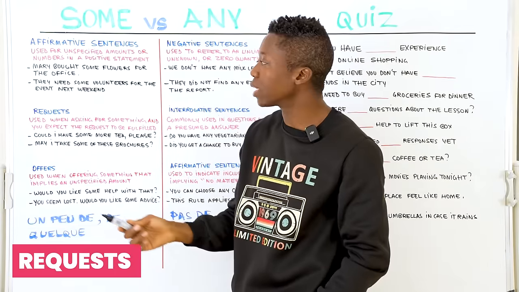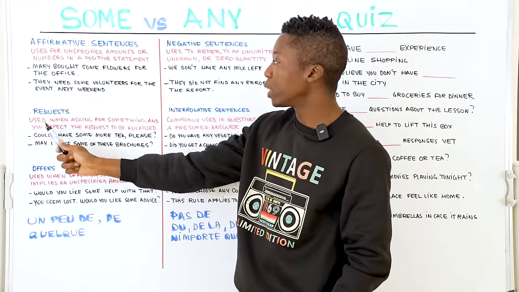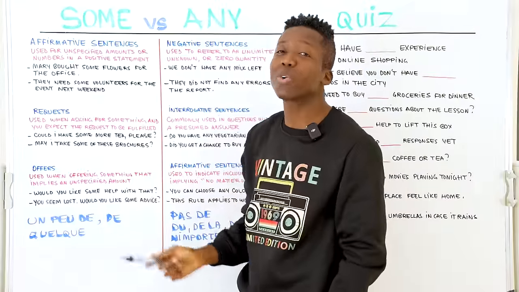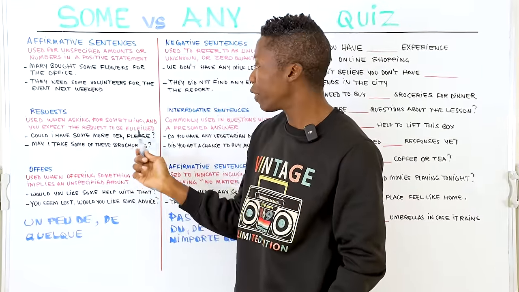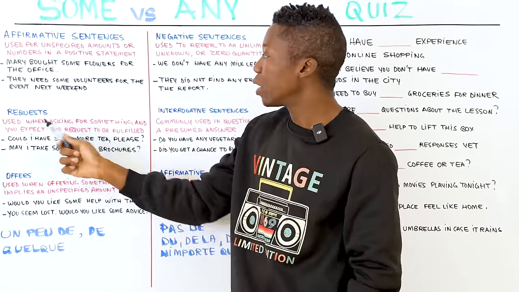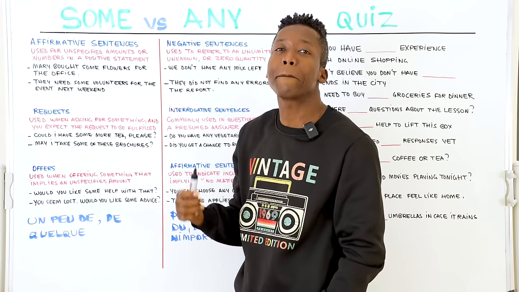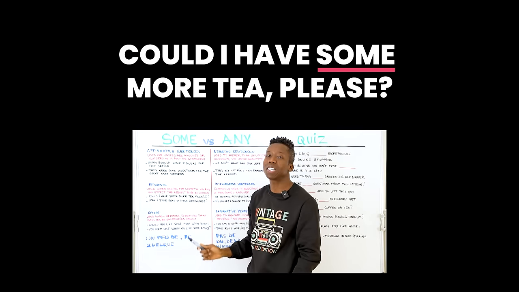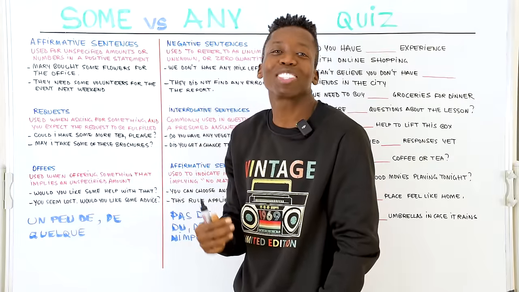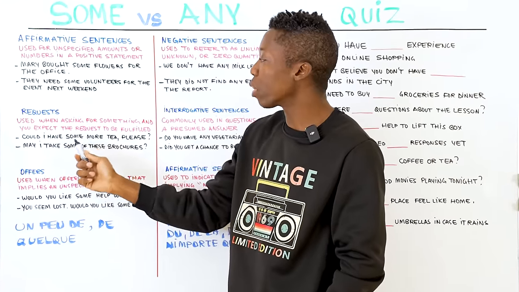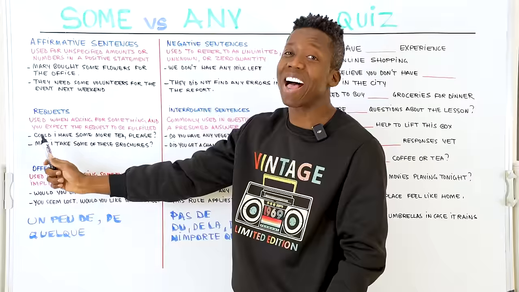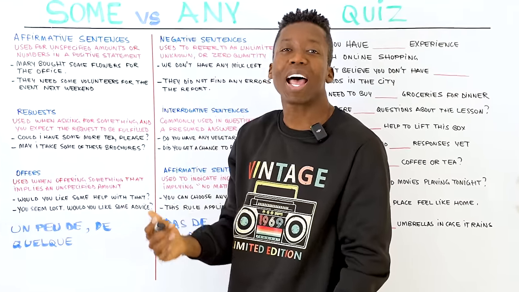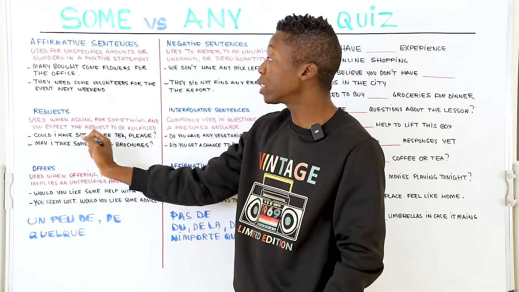All right, so we also use some for requests. When you're requesting something, use some. So it's used when asking for something and you expect the request to be fulfilled. Fulfilled? Do you know this word? That means that you expect the request to be met, okay? For example, could I have some more tea, please? Right? So you expect the answer to be yes. Could I have some more tea? Here you can also say, can I? Can I is also correct, but could is more polite than can. All right? Could I have some more tea?